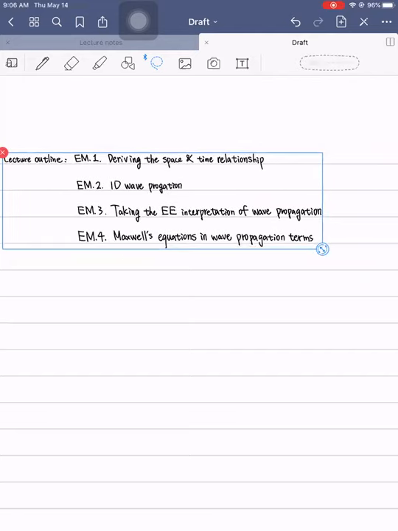This is the outline today, consisting of 4 bullet points. We will start from Maxwell's equations and derive the space and time relationship. Then to simplify the discussion, we will see the 1D case first and come back to the 3D case. Next, to get a clear physical picture, the interpretation of EE, more specifically, complex analysis will be borrowed to rewrite the Maxwell's equations in wave propagation terms.